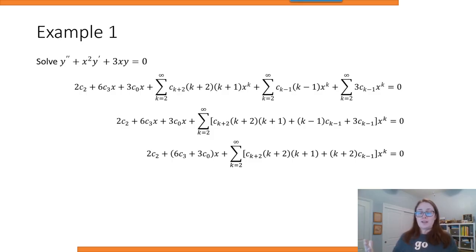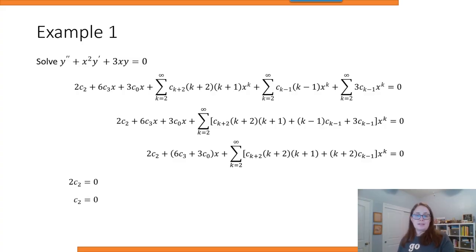All of these things have to add up to 0, which means the coefficients have to add up to 0. So if I look on the left, I have a 2c2. It doesn't have any like terms anywhere in any of this. So 2c2 has to equal 0, which means that c2 equals 0 in this case.